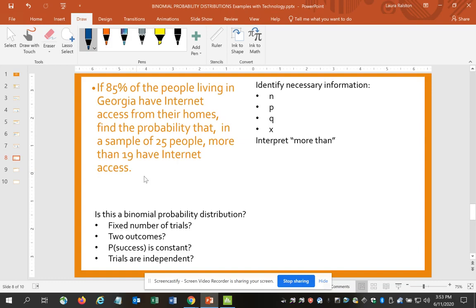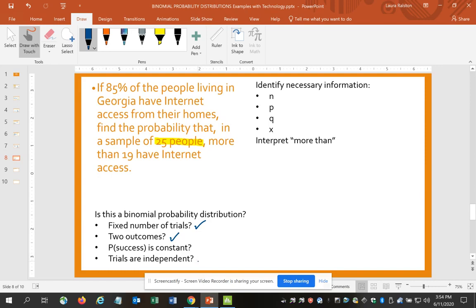It says if 85% of people living in Georgia have internet access from their homes, find the probability that in a sample of 25 people, more than 19 have internet access. So here again, you got to think through the problem, make sure it's a binomial distribution. Do you have a fixed number of trials? And we do, because we have 25 people that we're going to consider. Do you have 2 outcomes? And again, thinking about it, we do, because they either have internet access or they do not have internet access. So there's 2 possibilities.